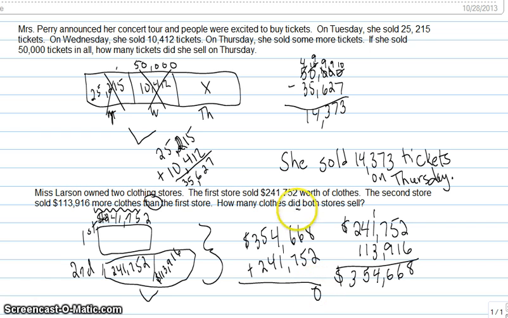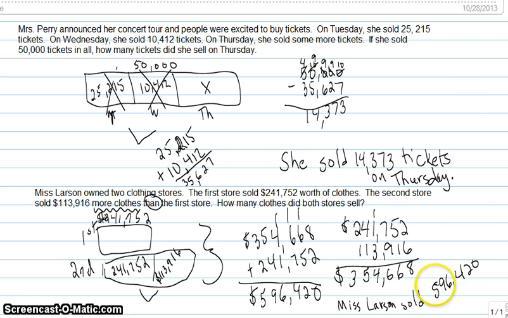So 8 plus 2 is 10, carry 1, that's 12, carry 1, 6 plus 7 is 13, plus 1 is 14, carry the 1, 4 plus 2 is 6, 5 plus 4 is 9, and 3 plus 2 is 5. So I would say Miss Larson sold $596,420 worth of clothes in both stores.